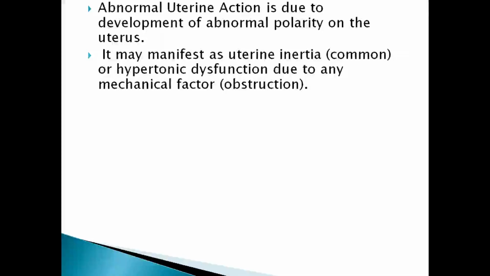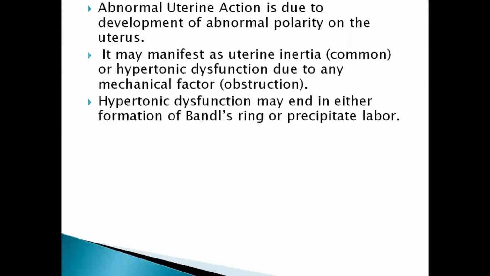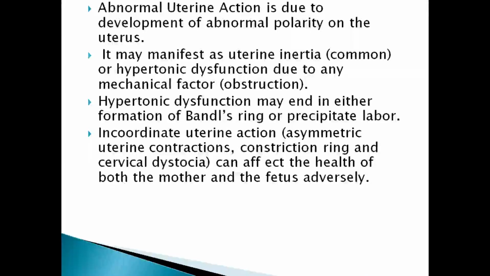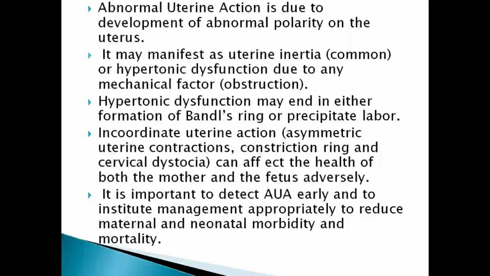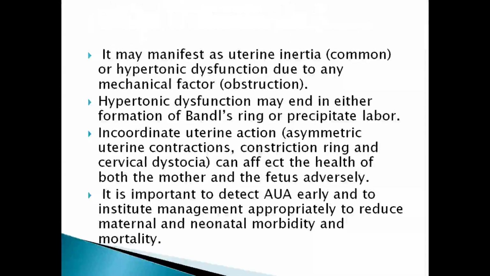Abnormal uterine action is due to development of abnormal polarity in the uterus. It manifests as uterine inertia, which is common, or hypertonic dysfunction due to mechanical factors, that is obstruction. Hypertonic dysfunction may end either in the formation of Bandl's ring or precipitate labor. Incoordinate uterine action, that is asymmetric uterine contraction, constriction ring and cervical dystocia, can affect the health of both mother and fetus adversely. It is important to detect abnormal uterine action early and to institute management appropriately to reduce maternal and neonatal morbidity and mortality.